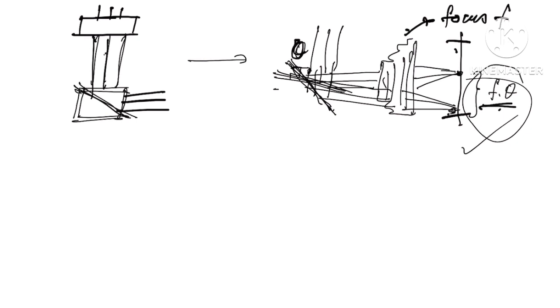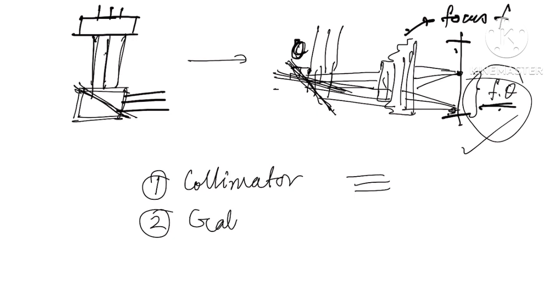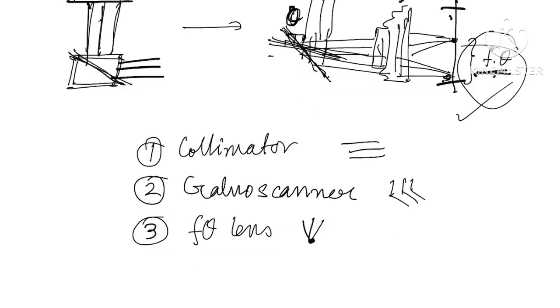So these are the most important components of the laser beam delivery system. One is the collimator to make the laser beam parallel. Second is the galvo scanner to bend the laser beam and also to move the laser beam over the build platform very rapidly. And third is the f theta lens to make the laser beam focused all over the powder bed.